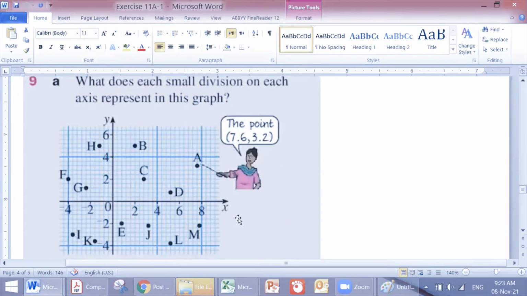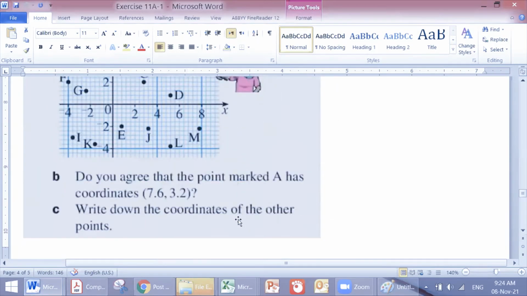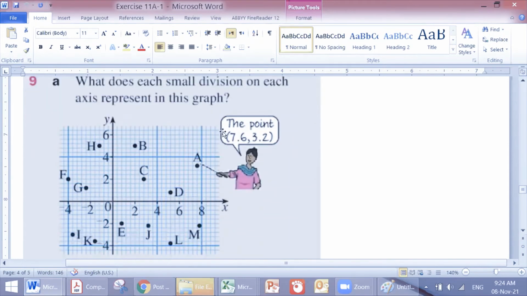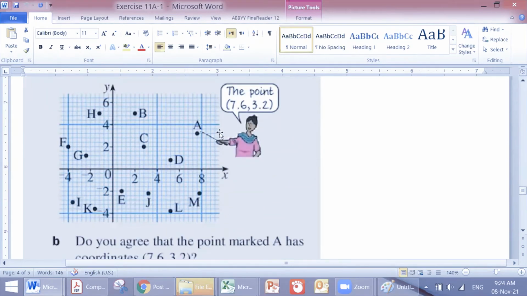Okay, and the next question is again finding the coordinates. First you will find the small division. What does each small division on each axis represent? This one is a little bit difficult, so you have to do it with practice. The first number on the x-axis is 2.